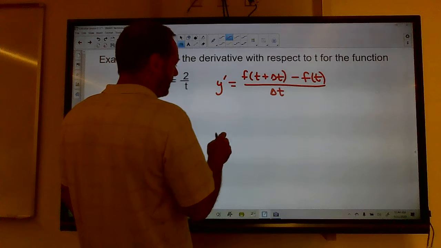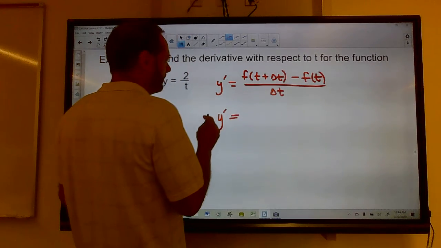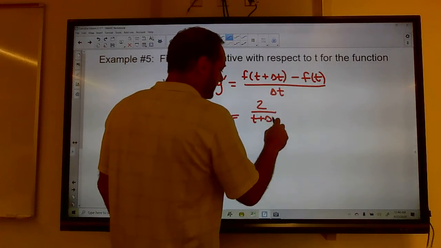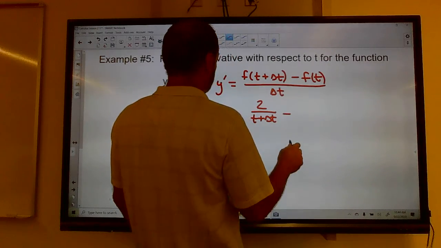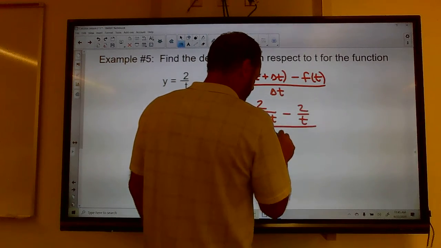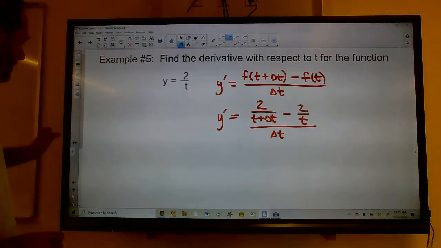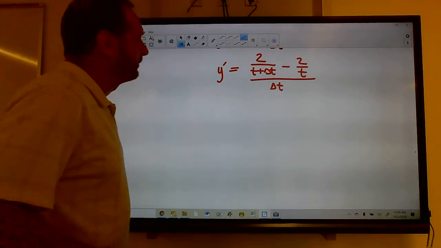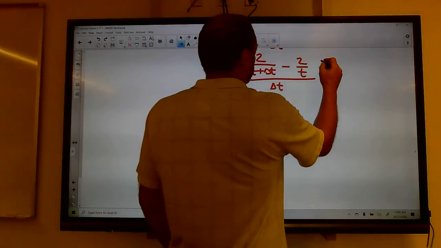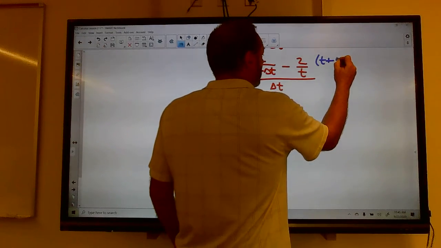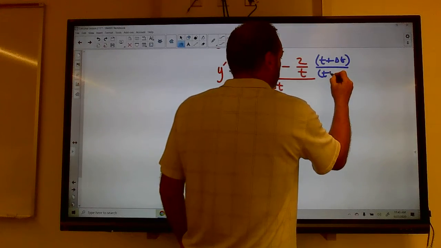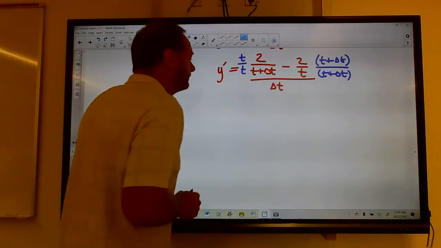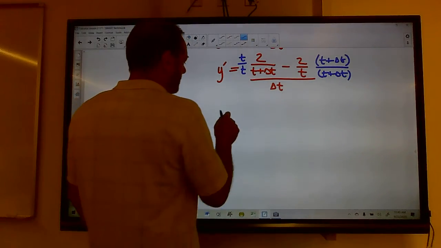Okay, so this is going to be 2 divided by t plus delta t, minus 2 over t, divided by delta t. Now I've got some algebra to do here. I really need a common denominator, so I'm going to multiply this by t plus delta t over t plus delta t. And I'm going to multiply this by t over t.